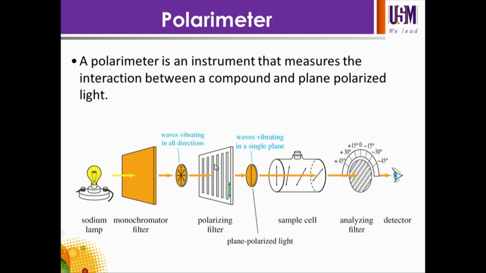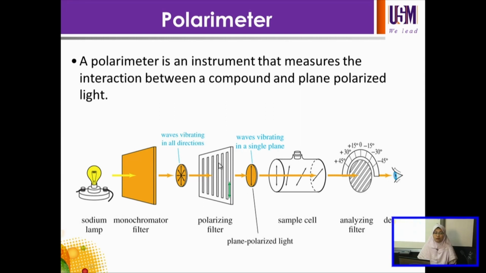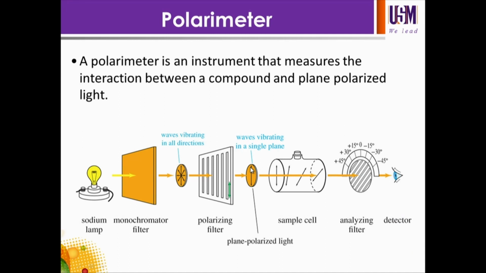And then the light will pass through a polarizing filter or a polarizer. In this polarizer, we will have only one plane or one direction, so only one type of wave will pass through the polarizer. Initially we have the light going in all directions. When it passes through the polarizer, only a single direction of the light wave will pass through. So in the plane polarized light, we will see that only a single plane of light is observed.